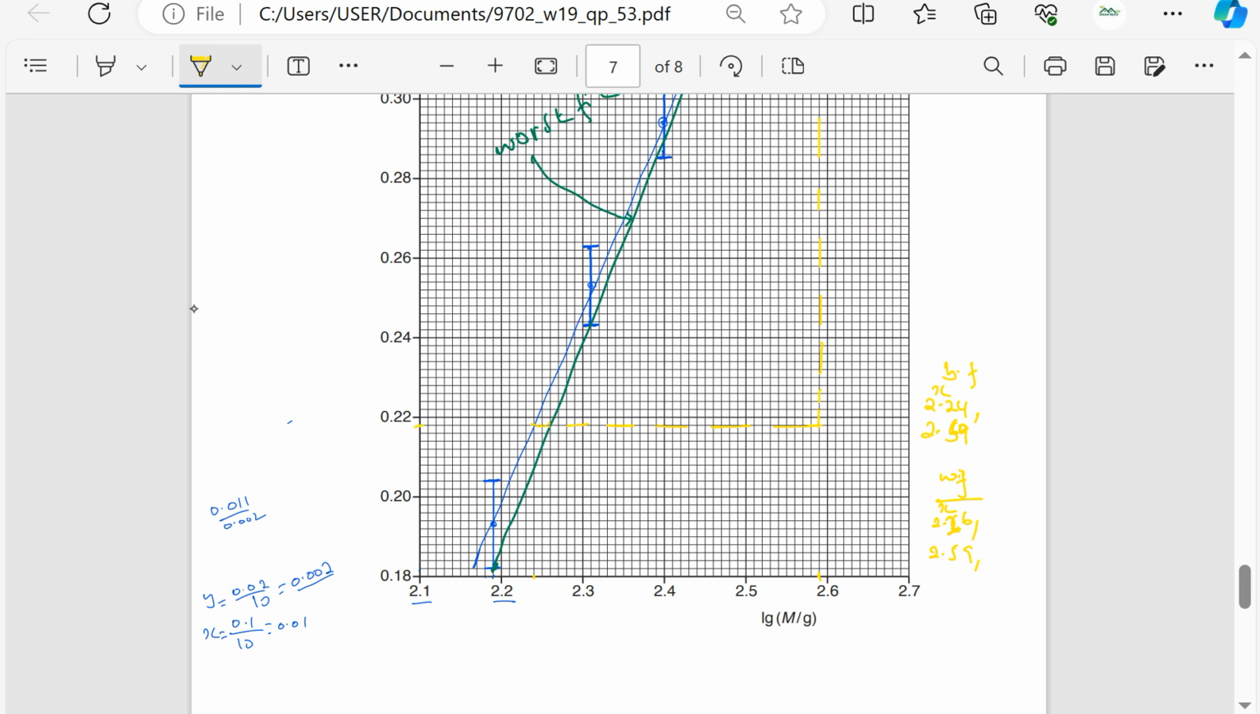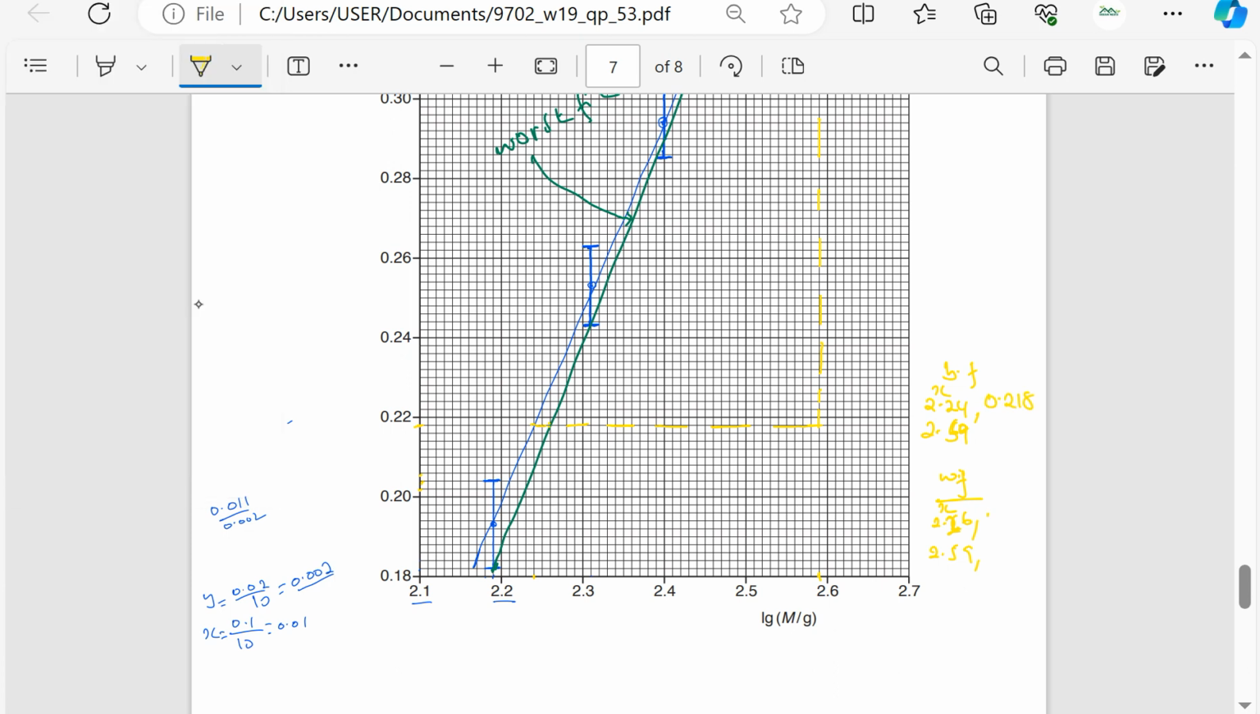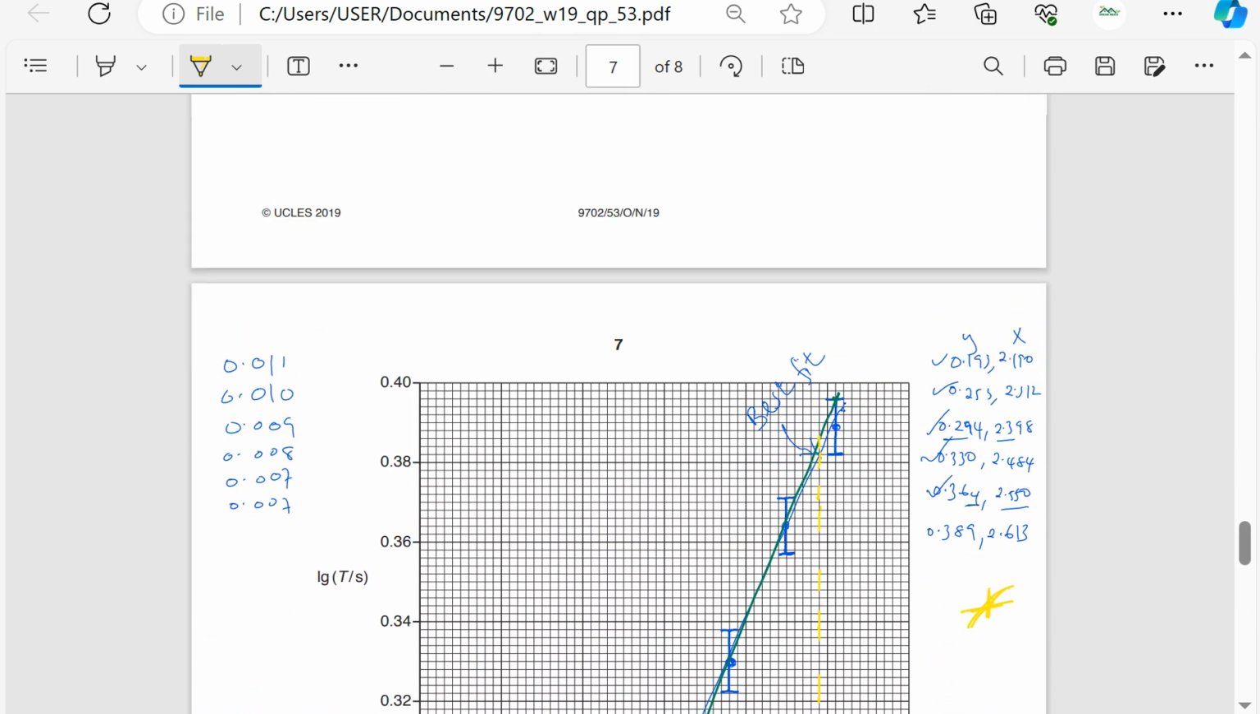Then for the y coordinates, the y coordinate is the same for both. This is 0.202, 0.204, 0.206. Okay, I'll just subtract one box, which is 0.002, from 0.22. So that is 0.218, and the y coordinate there is the same for both, 0.218.